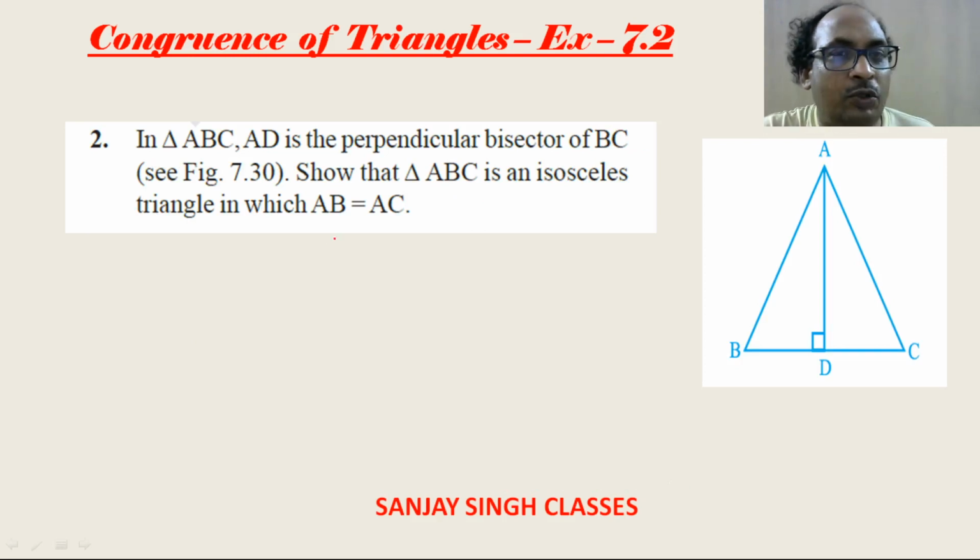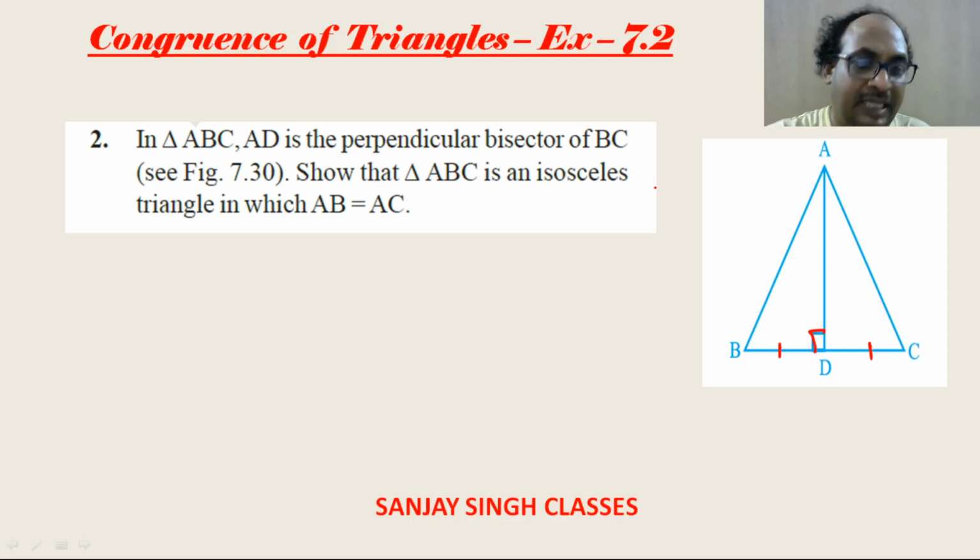Now in this second question, in triangle ABC given to us, AD is the perpendicular bisector of BC. It means this BD is equal to DC. So that triangle ABC is an isosceles triangle in which AB is equal to AC. Okay, so we are not given that AB is equal to AC. We need to prove that AB is equal to AC. Then only it will become an isosceles triangle.